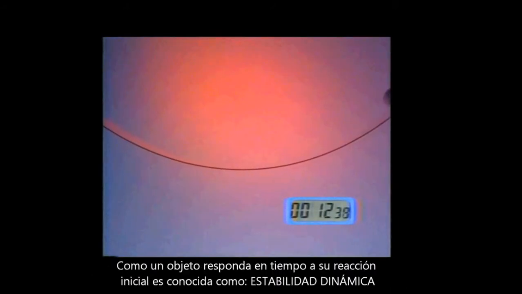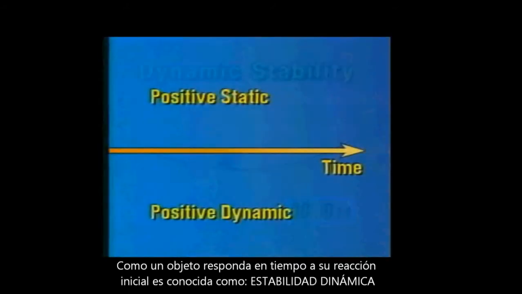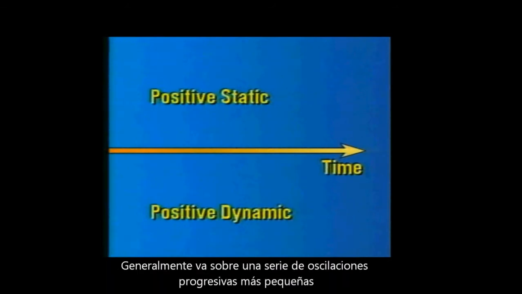How an object responds over time, as opposed to its initial reaction, is called dynamic stability. An airplane with both positive static and positive dynamic stability does not immediately return to its original attitude after displacement. Generally, it goes through a series of progressively smaller oscillations.